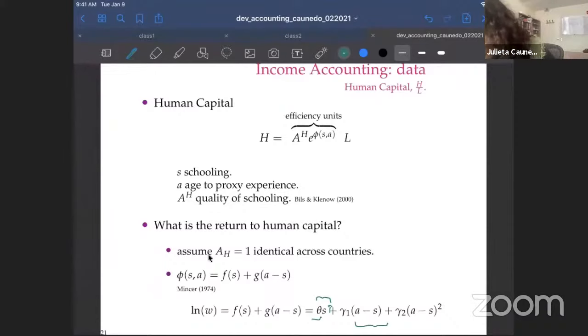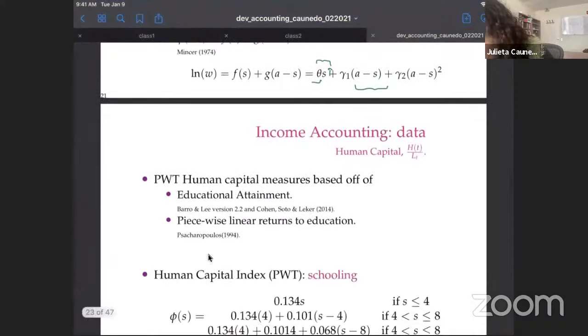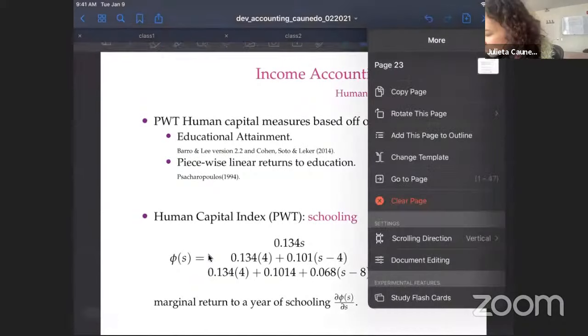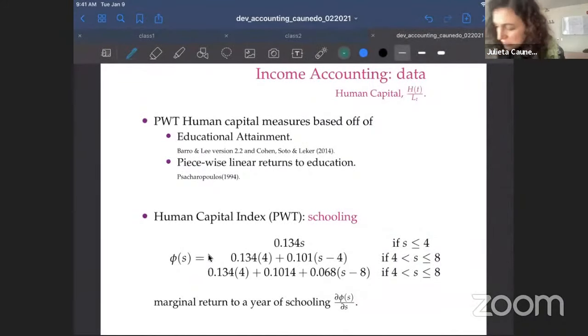Okay. Now, in this cross-country analysis, what we're going to do is we're going to follow the Penn World Table for their own measures of human capital. So in particular, what they do is they're going to use the educational attainment data from Barro and Lee, and also they are merging now data from Cohen, Soto, and Leker, which has better measures of what attainment means in a harmonized way across countries, okay? And then the returns are only gonna have returns to schooling or returns to education. And this is gonna come from Psacharopoulos, 94, okay?